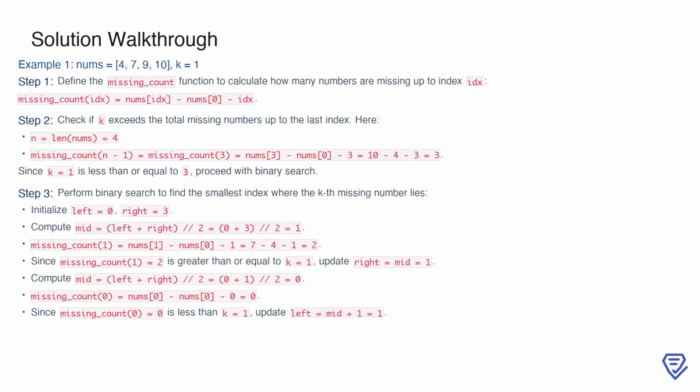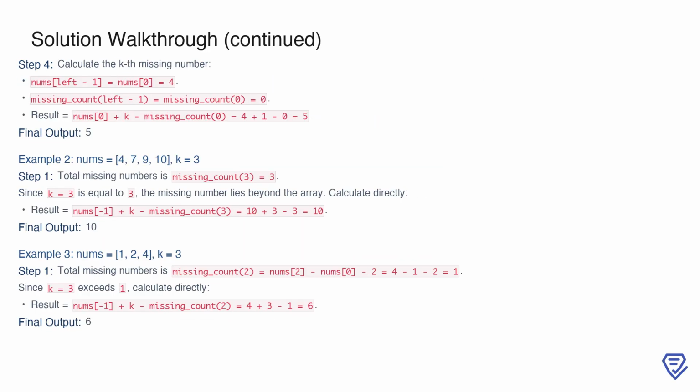First, we calculate the midpoint as mid equals (left plus right) // 2, which gives 1. At this midpoint, missing_count(1) equals 7 - 4 - 1, which equals 2. Since this value is greater than or equal to k equals 1, we update right to mid, narrowing our search range. Then, we recompute the midpoint as mid equals 0 and find that missing_count(0) equals 0, which is less than k. This means we adjust left to mid plus 1, making it 1.